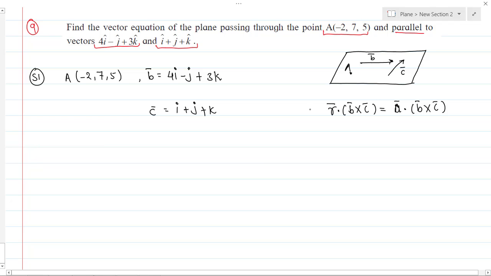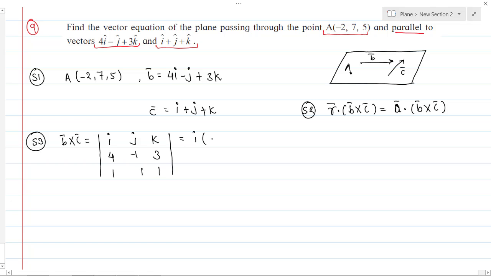So this will be my second step, the given vector equation. For that purpose I will require B bar cross C bar. So let's find B bar cross C bar. It's i, j and k, with the coefficients 4, -1, 3 and 1, 1, 1. Let's solve this determinant.